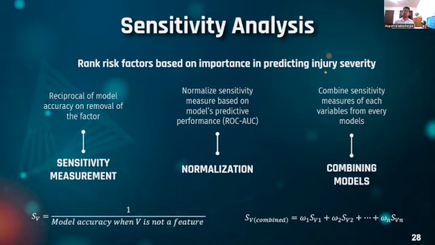So following the evaluation of our models, we performed a sensitivity analysis to rank risk factors based on their importance in predicting injury severity. The variable whose removal dropped the accuracy most has more sensitivity to the model. Then those sensitivity scores from each model were normalized with the predictive power of the model. The model that had the highest ROC-AUC score was given more weight. Finally, those weighted sensitivity scores of each variable from every model were combined and normalized again to have an importance score in the range of 0 to 100.